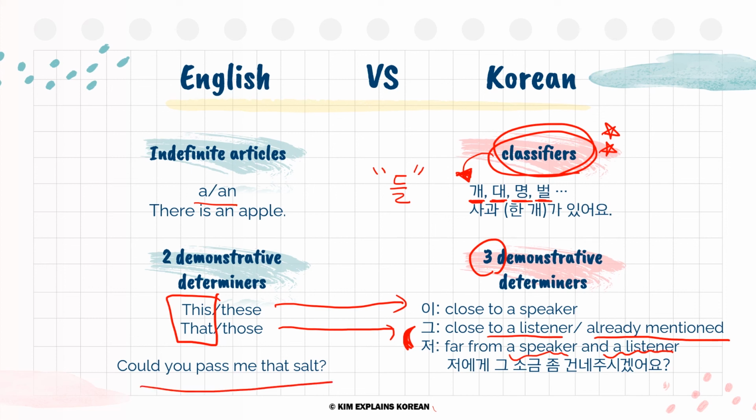So if you want to say, could you pass me that salt? That would be, 저에게 그 소금 좀 건네주시겠어요? Here 그 is used, not 저.